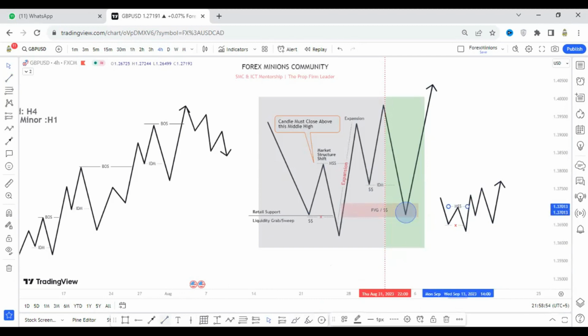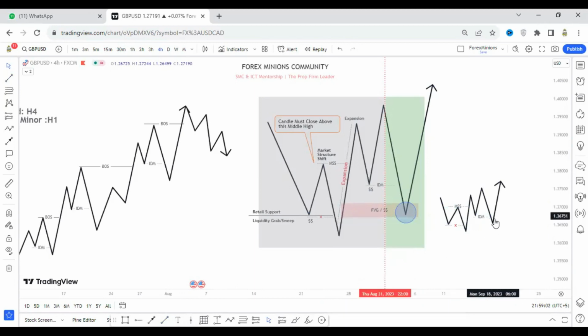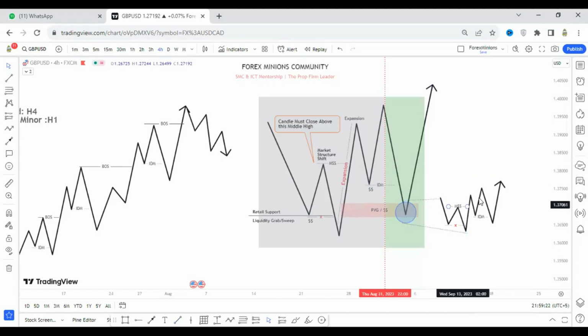MSS, then a minor inducement will be beneficial for us. Now we can buy here. If we observe this pattern at this zone, this circle, if we observe this pattern again in our POI, then we can buy.